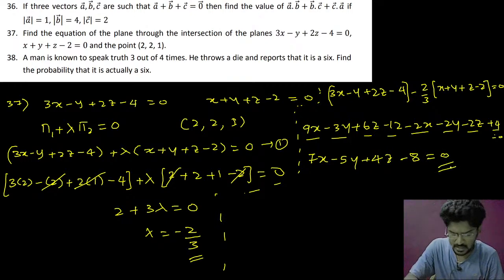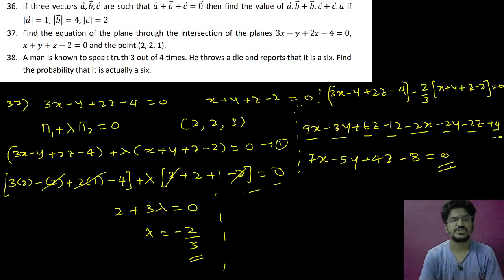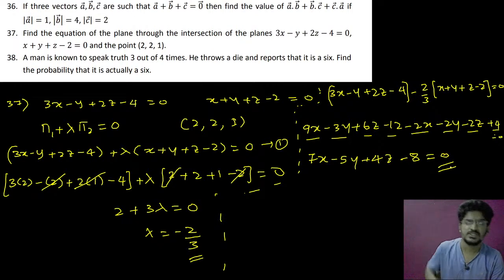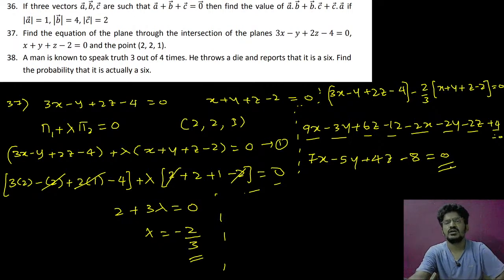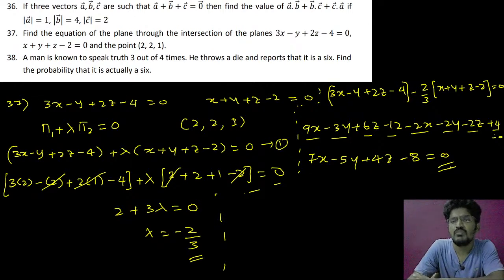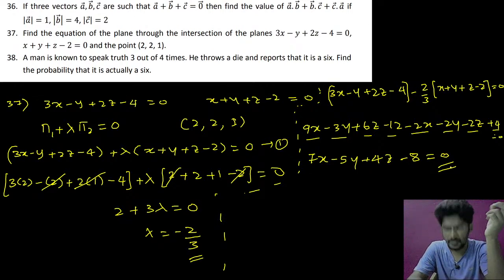Okay. So quickly tell me, have you understood this? This is the plane passing through the intersection of two planes, that is pi 1 plus lambda times pi 2 equal to 0. You must know pi 1 is plane 1, pi 2 is plane 2. So you have x value 2, y value 2, z value 1. You just replace them and find the lambda value. After getting the lambda value, use lambda in equation 1. You can put it in equation 1 and simplify. That will be 7x minus 5y plus 4z minus 8 equal to 0.